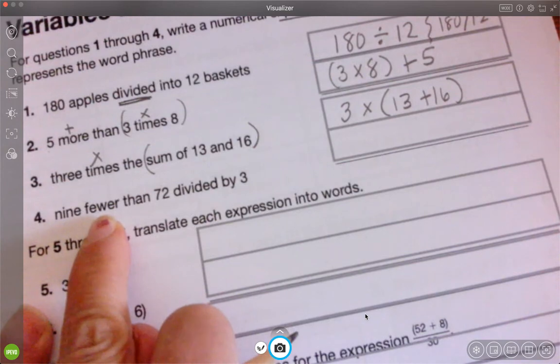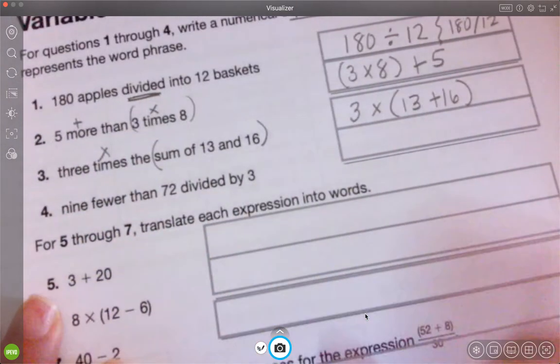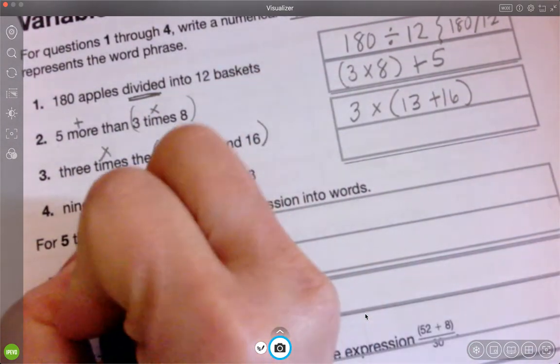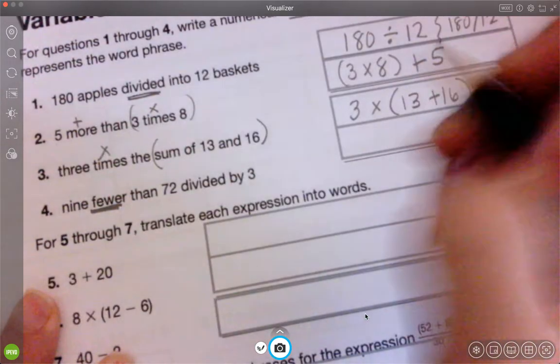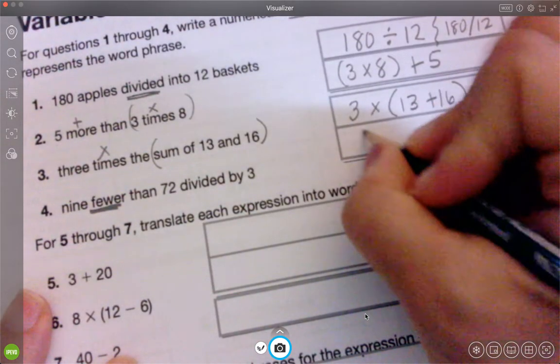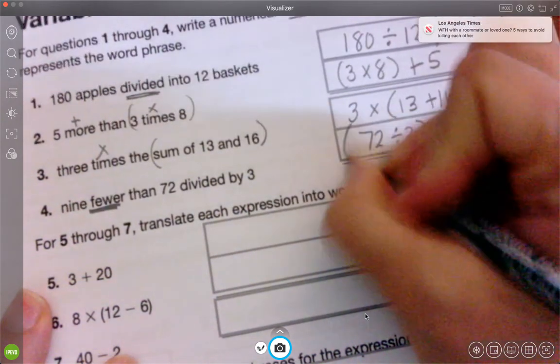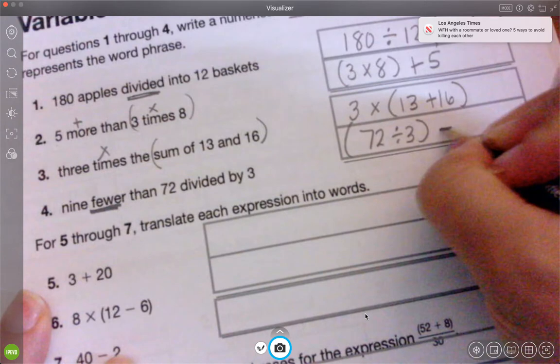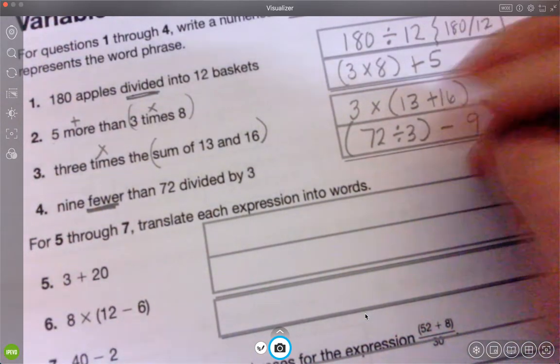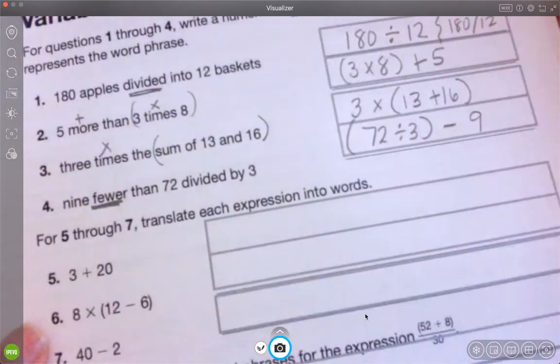9 fewer than 72 divided by 3. Okay, and again, fewer means subtraction. So here the order does matter. So I'm going to do 72 divided by 3. And I'm going to put that in parentheses, and I'm going to take away 9. So I need to do this one first and then 9.